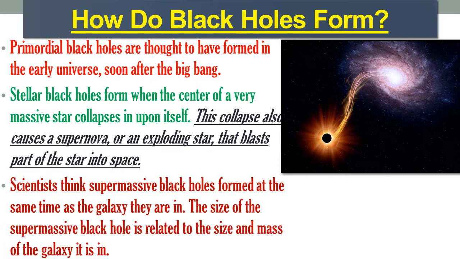Scientists think supermassive, or Sagittarius A type, black holes form at the same time as the galaxy they are in, and the size of the supermassive black hole is related to the size and mass of the galaxy it is in. That's why it is known as a supermassive black hole, because its mass is the highest, as large as the galaxy.